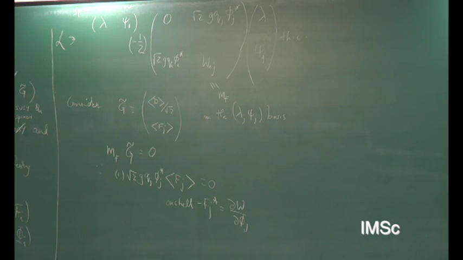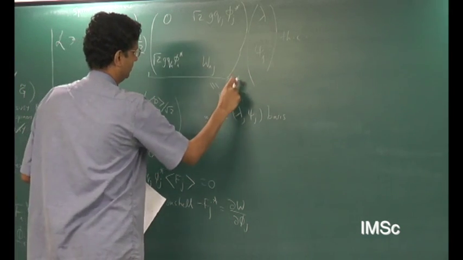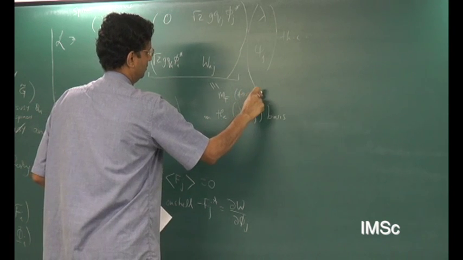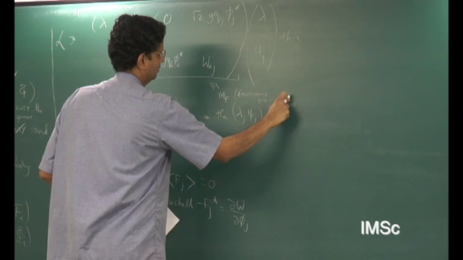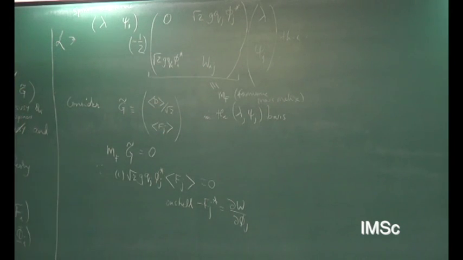Sorry, what is M_F? Is it only W_ij or the full matrix? Oh, sorry, the whole matrix, the fermionic mass matrix. If I call the fermionic mass matrix M_F, then this is true. This is a matrix equation.